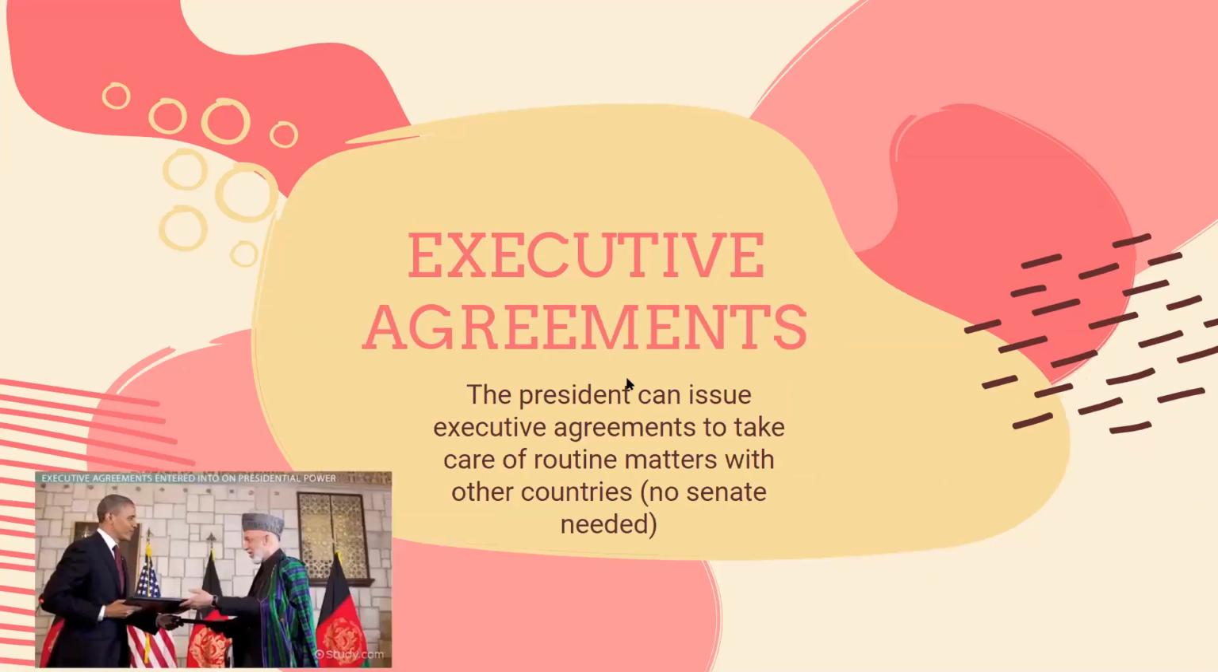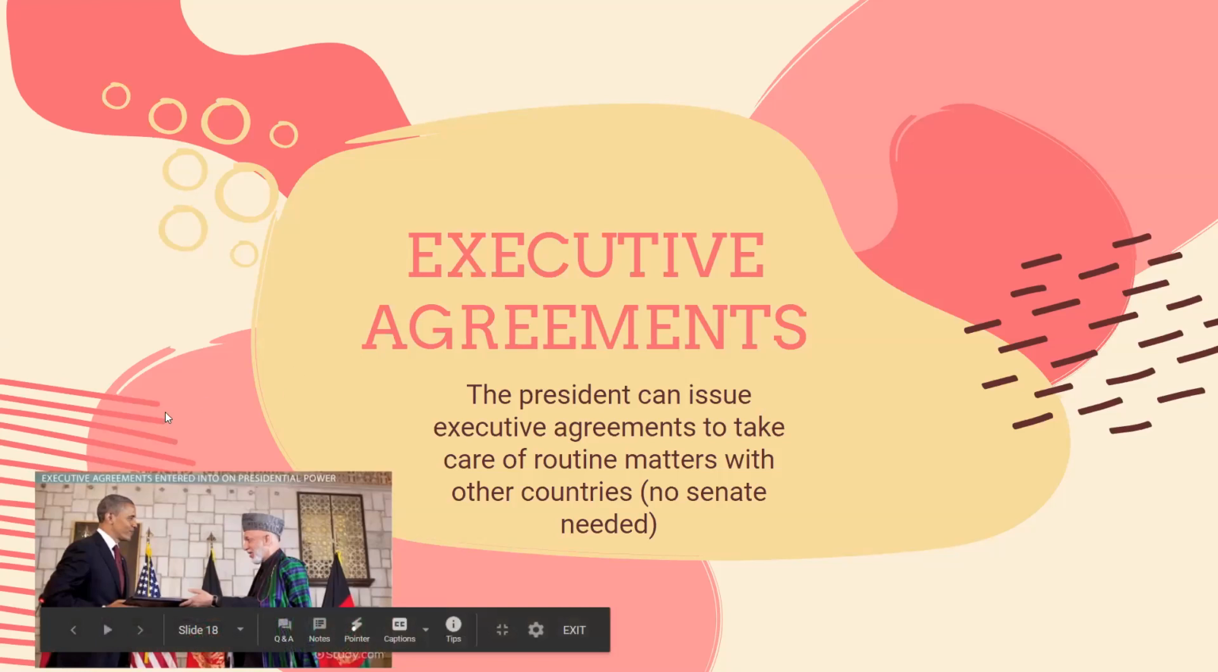And then we have executive agreements, which I mentioned before. The president can issue these to take care of routine matters with other countries, and it does not need Senate approval, which is a big deal since the Senate would not approve some foreign relations that the president might want. A famous one would be when George Bush issued an executive agreement with Mexico about a smart border between the US and Mexico. Here's Obama making an executive agreement.